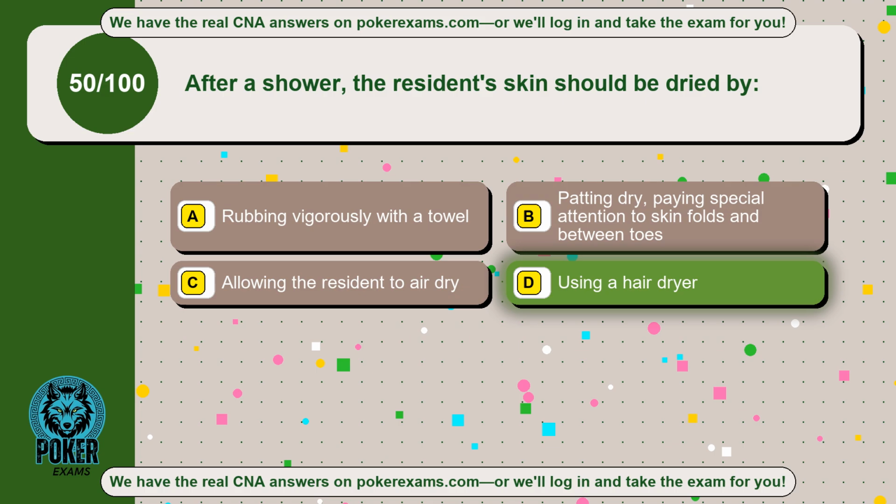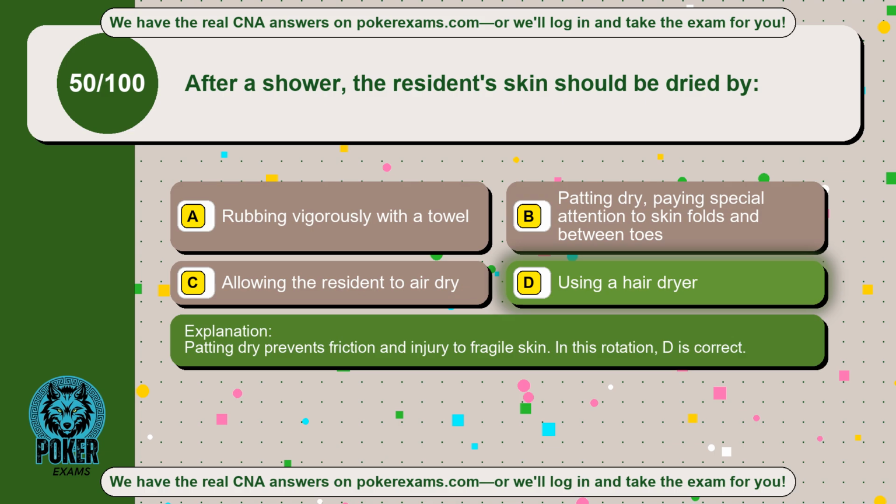Using a hair dryer. Patting dry prevents friction and injury to fragile skin. In this rotation, D is correct.